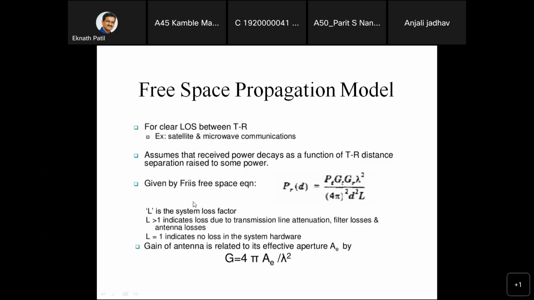As usual, we have discussed the Friis formula in the first chapter of antenna and wave propagation. The Friis formula says that power received divided by power transmitted is equal to the effective aperture of the transmitting antenna times the effective aperture of the receiving antenna, divided by R square times lambda square. Effective aperture comes into the picture here.